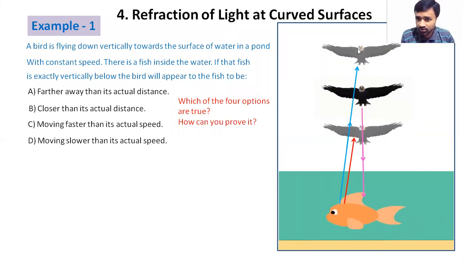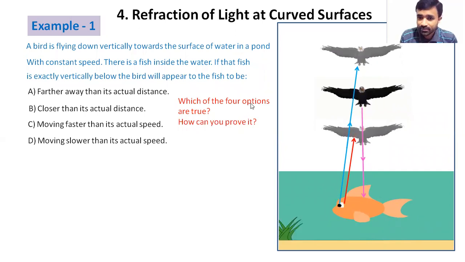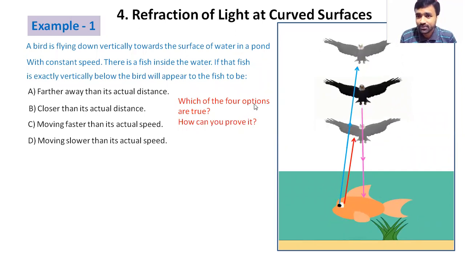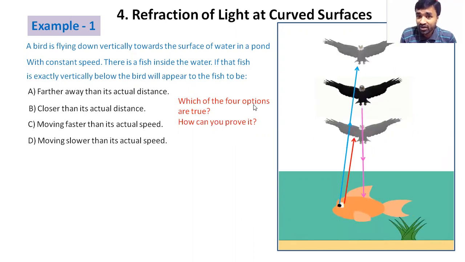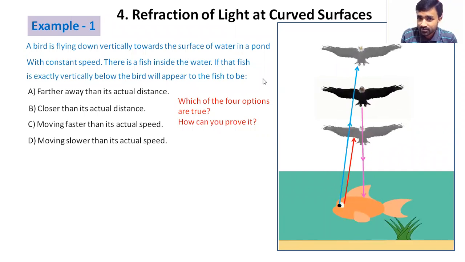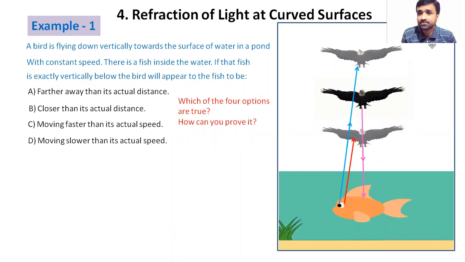Right. So now we'll go for the solution of this question. Here I don't know the distances above the water and below the water. Where will the bird appear to the fish, above the water or below the water? Tell me. Where will the bird appear to the fish, is it above the water or under the water?